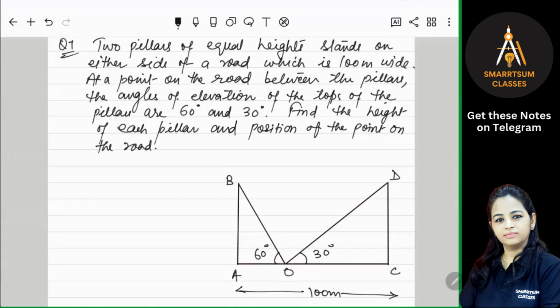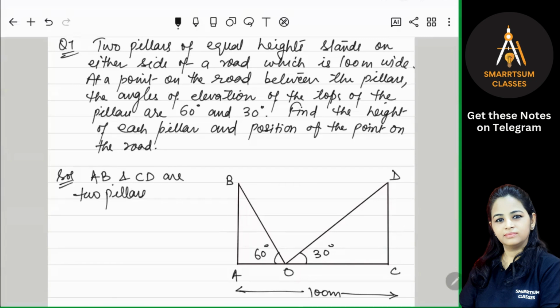Okay. Now find the height of each pillar and the position of the point on the road. That means you have to find the position of this point O and the heights of the pillars, right? Meaning the heights of pillars AB and CD, right? So this is the question. Okay. So here CD and AB are two pillars. Okay. So now write down what is given. Okay. AB and CD are two pillars.